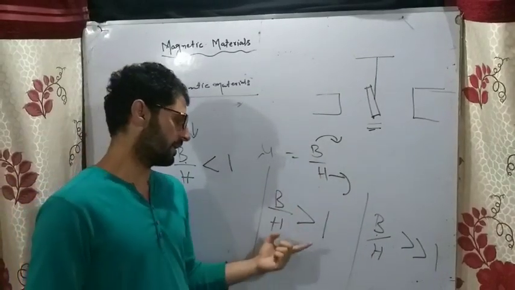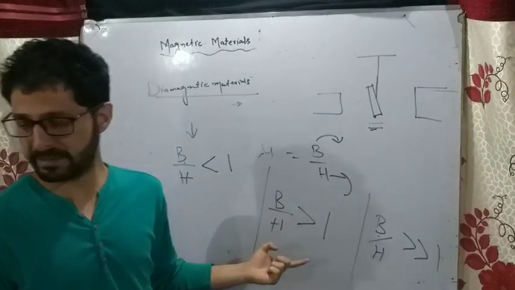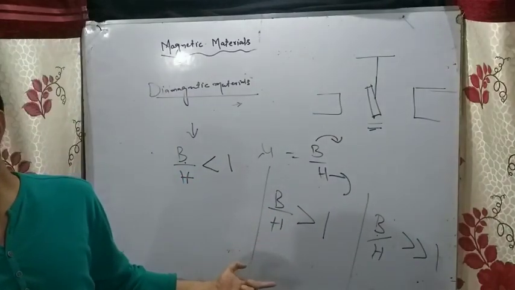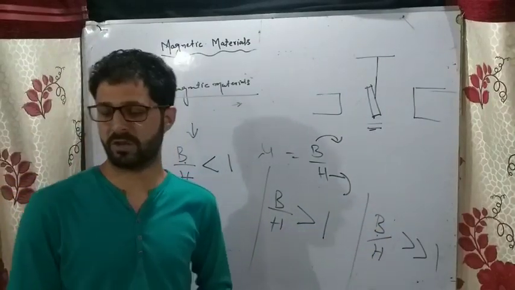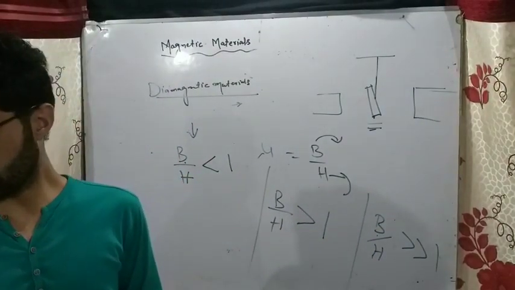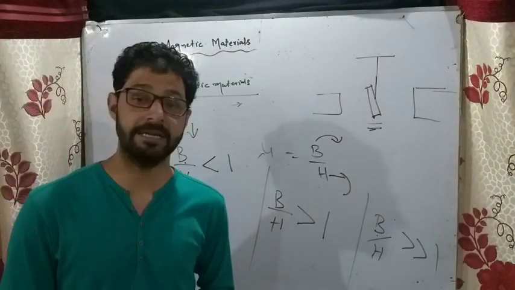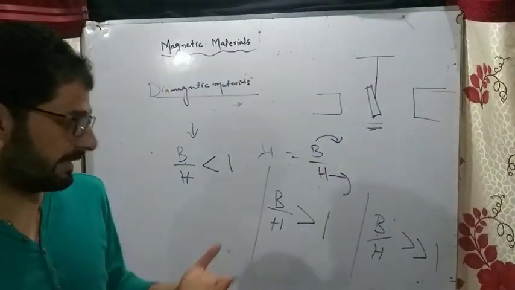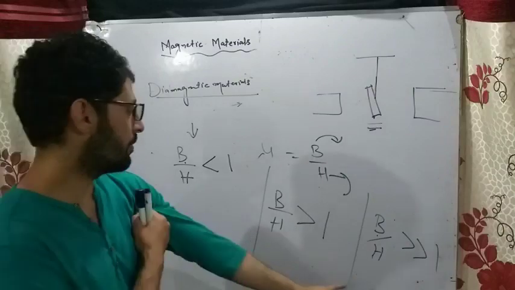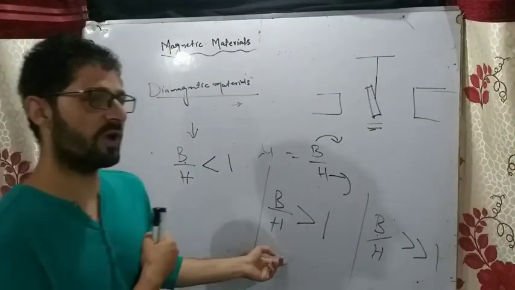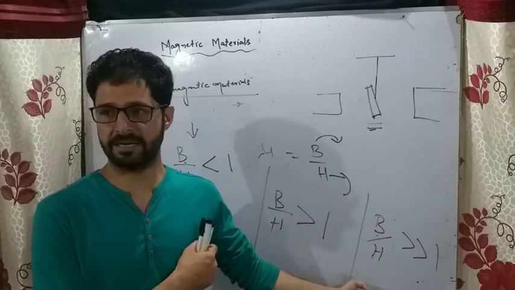For a paramagnetic substance, magnetic flux density is greater than air, and for ferromagnetic it is much more than air. And also magnetic susceptibility and intensity of magnetization. Intensity of magnetization has a negative value for a diamagnetic substance. For paramagnetic it has a positive value, and for ferromagnetic it has a much more positive value.